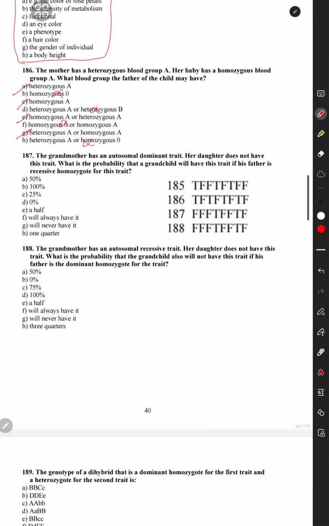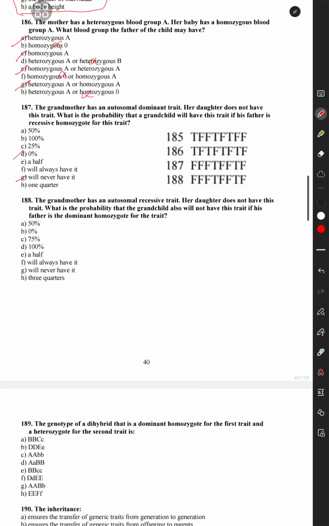187. The grandmother has an autosomal dominant trait. Her daughter does not have this trait. What is the probability that the grandchild will have this trait if the father is recessive homozygous? तो ये भी recessive है और वो भी recessive है, तो 0%. We'll never have it, 0%. False, false, false, true, false, false, true. 187.